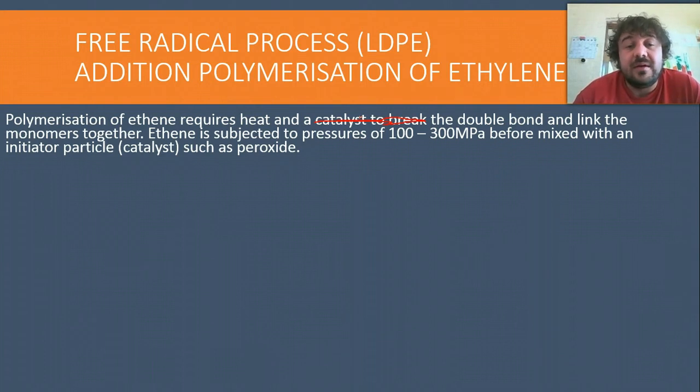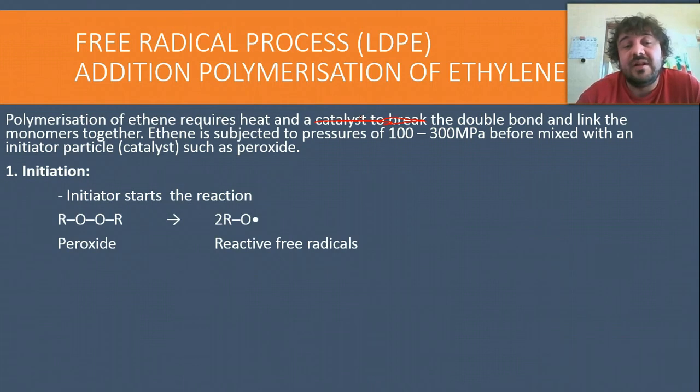So then we put in the initiator particle, and this is what we do. So initiation happens. So the initiator starts the reaction. This bond here breaks. We now have two of the free radicals. R here just represents the group that comes off it. So in this case, it is a hydrocarbon group coming off the oxygen.